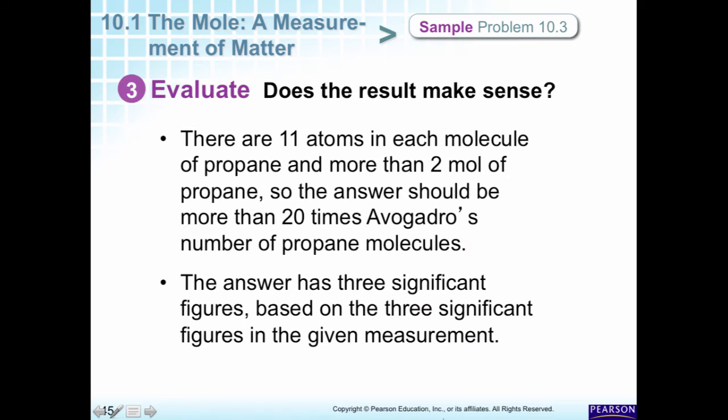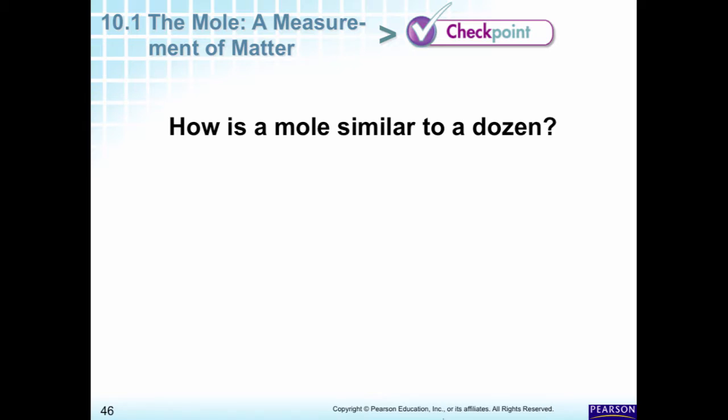Does it make sense? We have 11 atoms per molecule and approximately 2 moles, so that's about 20 times more atoms than Avogadro's number. I'm going to have you explain this in Playposit. How is a mole similar to a dozen? I'll be back in a minute.